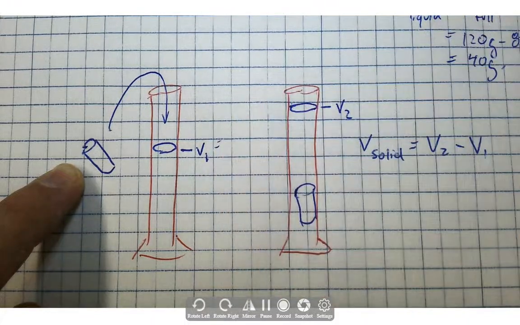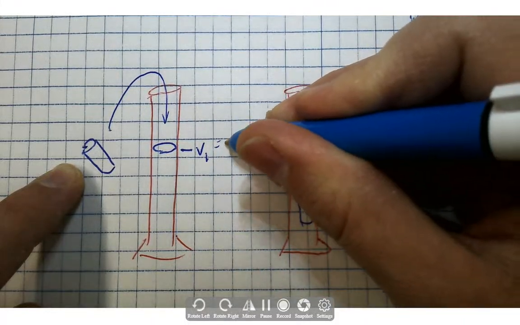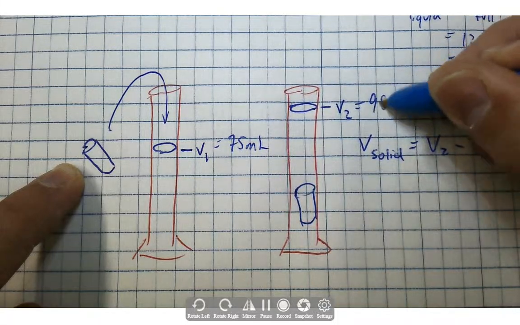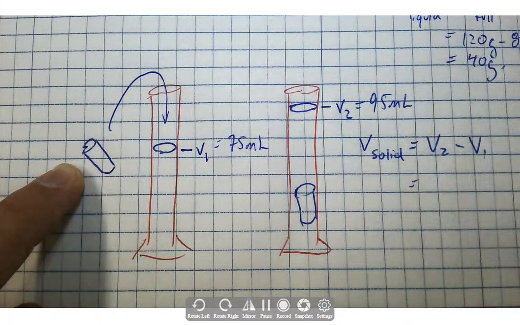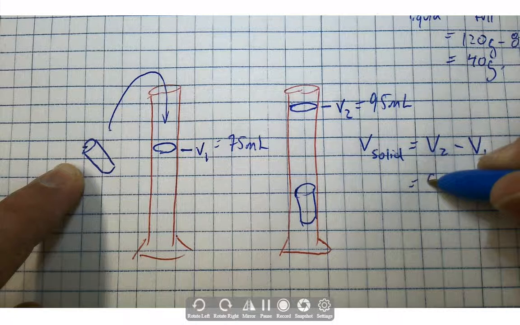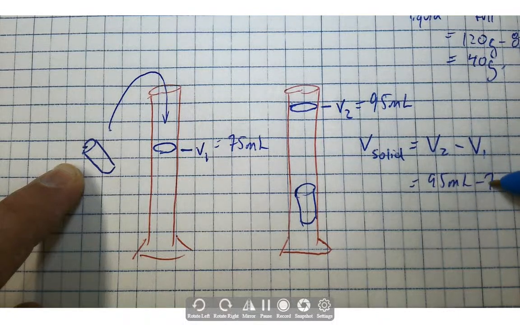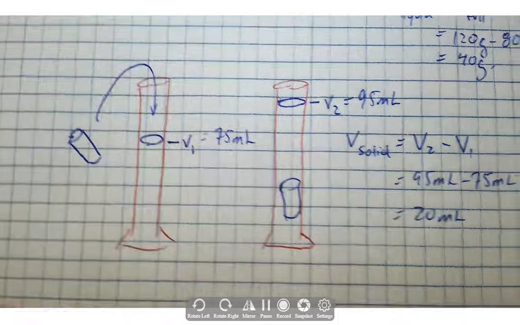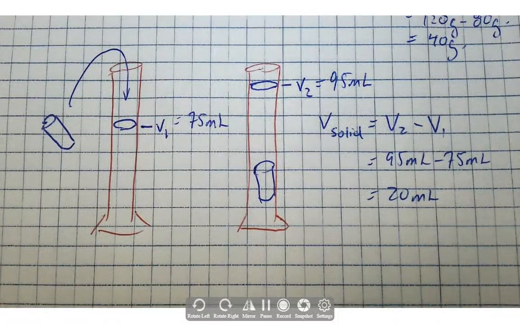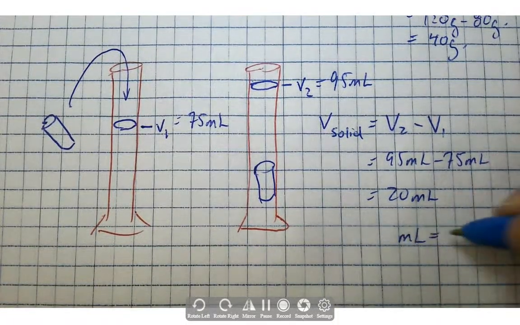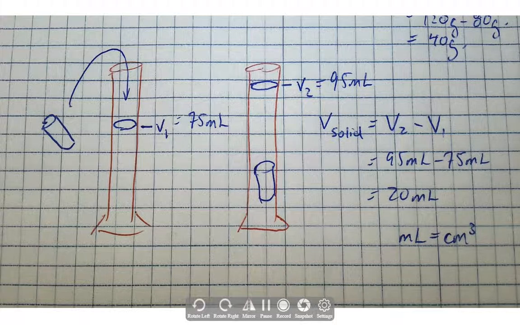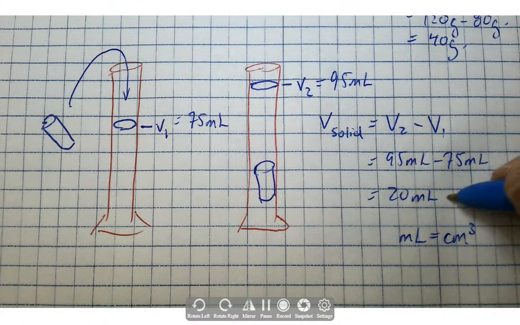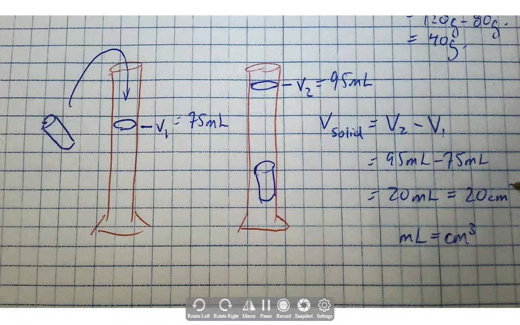And so we could say, if that one ends up being 75 milliliters, and this one ends up being 95 milliliters, then this solid has a volume of 95 milliliters minus 75 milliliters. And that gives us 20 milliliters. Now, sometimes people don't like to have volumes of solids expressed as milliliters, but remember, a milliliter is equal to a centimeter cubed. So if it's your preference to write the volume of a solid as a centimeter cubed, that's totally fine. A 20 milliliter solid is 20 centimeters cubed, okay?